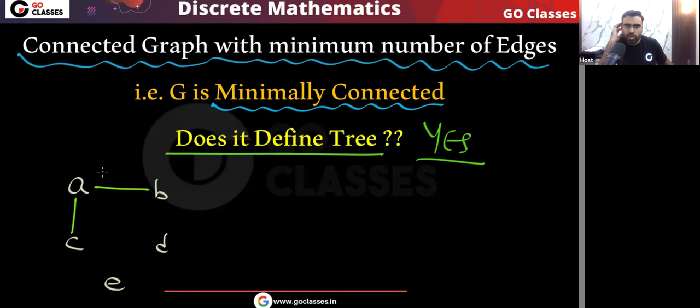You will not put this edge, yes or no? You will make the graph acyclic. Okay, just think about it. If you create a connected graph with minimum number of edges, then definitely you will create an acyclic graph. I hope you understood. Because you will never create a cycle. Will you ever create a cycle? Will you create this type of thing? You will not create it, because this edge is not required to make a connected graph.